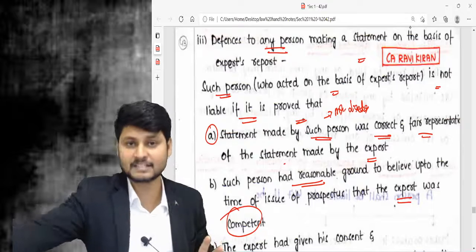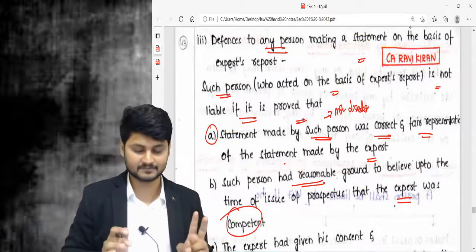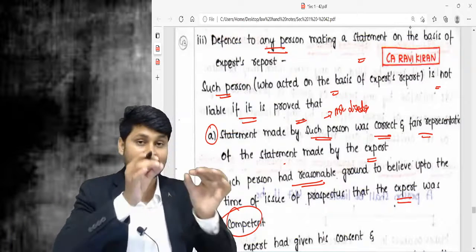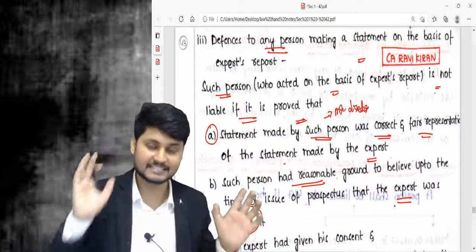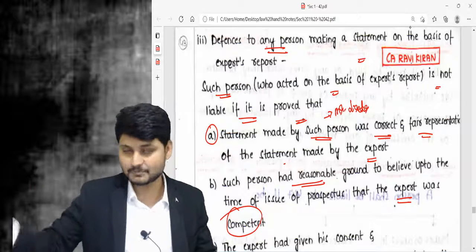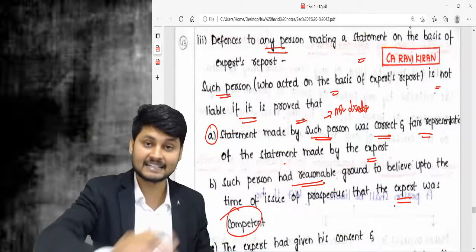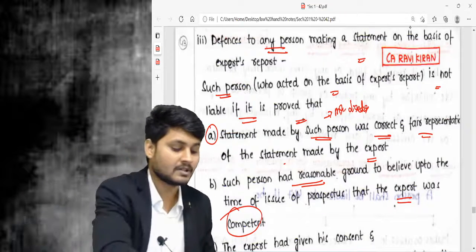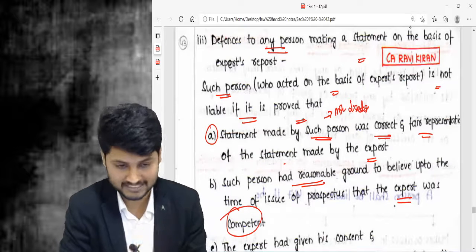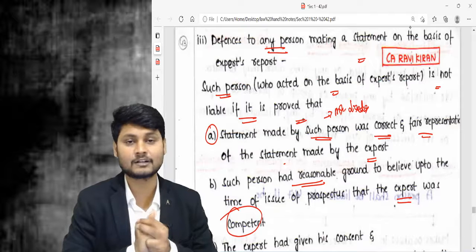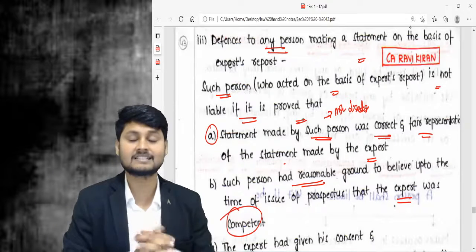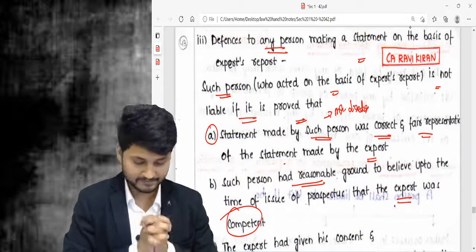Point number 3, he has to prove that whatever statement is included in the prospectus is a true representation of the statement given by the expert. He has to prove that he had reasonable grounds to believe that the expert was competent enough to make the statement, and that the expert had given his consent and has not withdrawn his consent before the prospectus is filed with ROC. These are the defenses against liability under section number 35. This is the difference between section number 34 and 35.